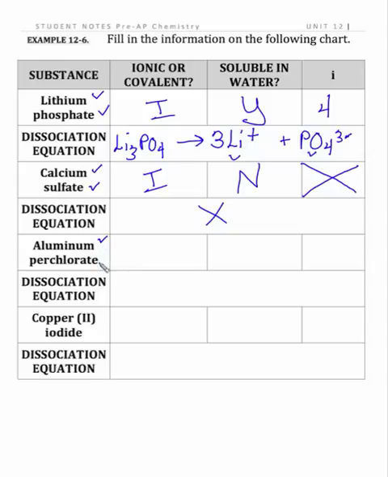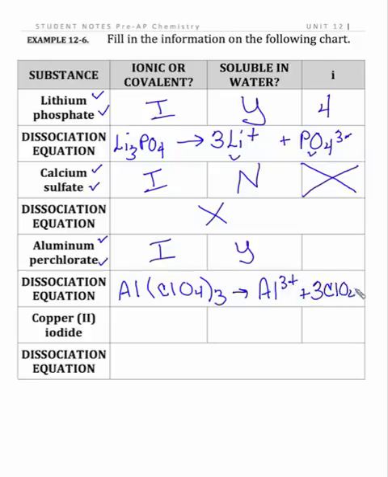Let's look at aluminum perchlorate. Aluminum's a metal, perchlorate's a polyatomic ion. So yes, indeed, it is ionic. And one of the rules, like the second or third rule, says that all perchlorates are soluble without exception. So the answer is yes. In order to determine i, I first have to write the formula. Aluminum is 3+, perchlorate is 1-. So I would get 1 aluminum ion, and I would free up 3 perchlorate ions. And so I would have 1 aluminum plus 3 separate perchlorates, so i is 4.